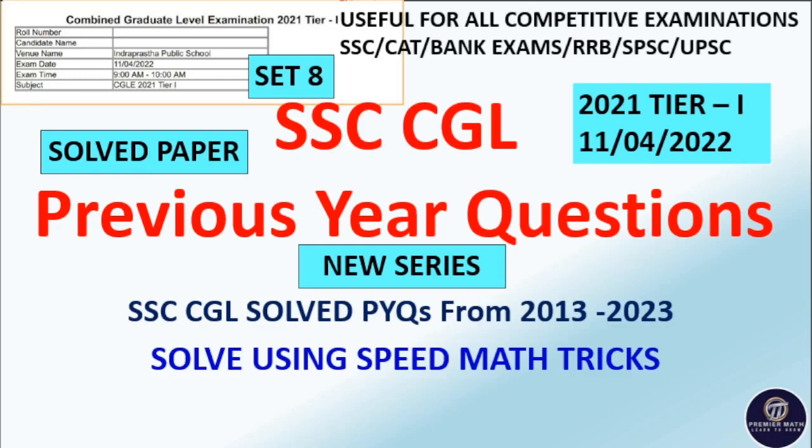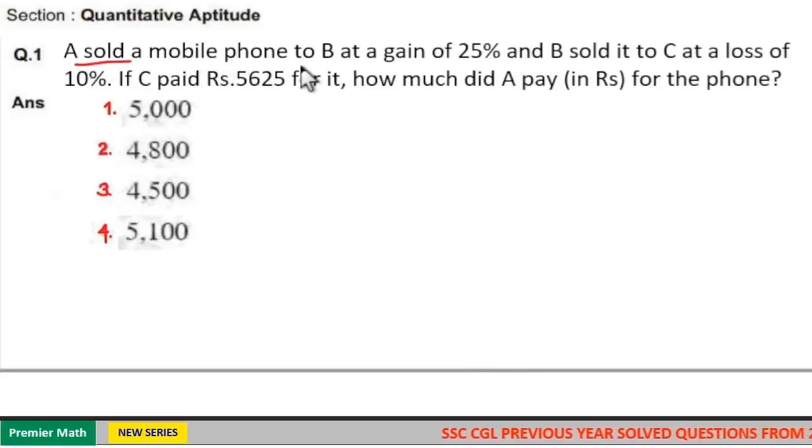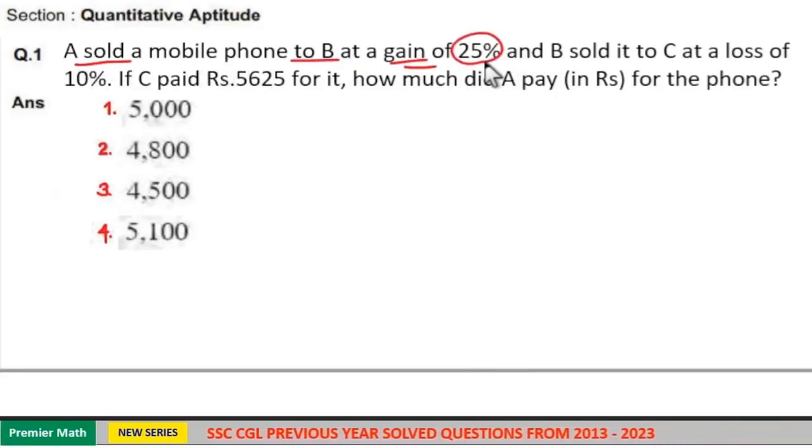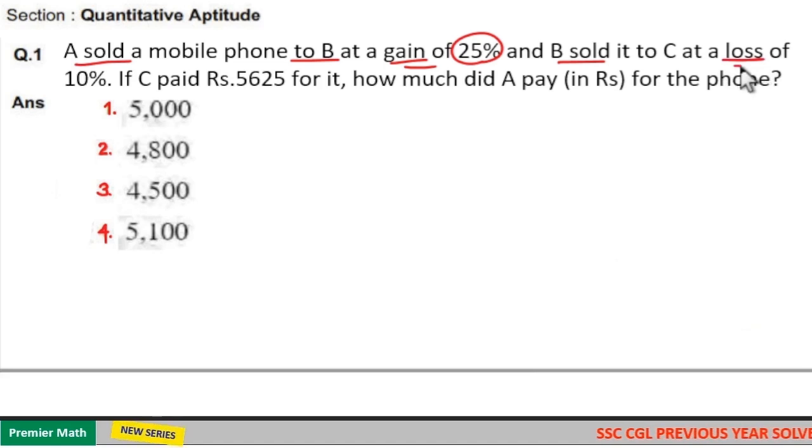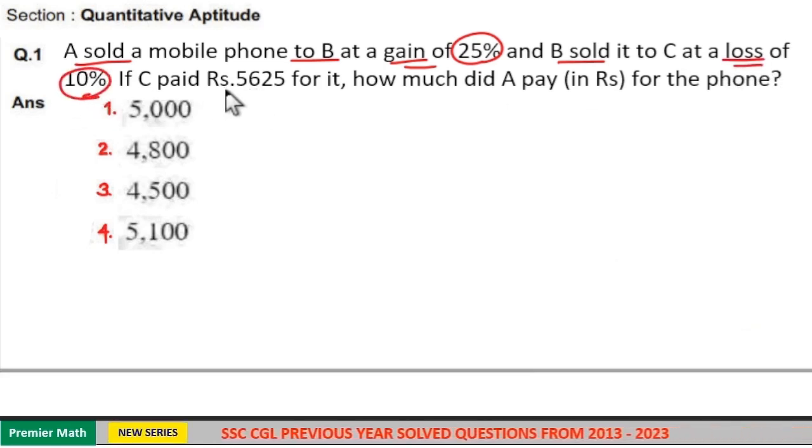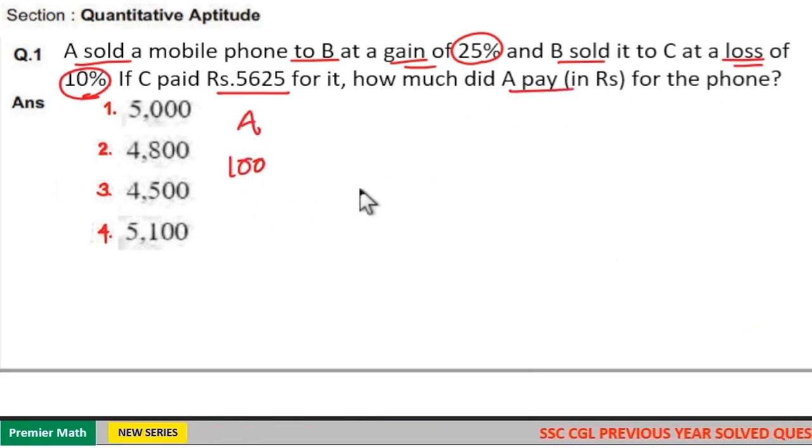Our first question is: A sold a mobile phone to B at a gain of 25% and B sold it to C at a loss of 10%. If C paid rupees 5,625, how much did A pay for the phone? Here consider A paid 100 rupees for the phone.